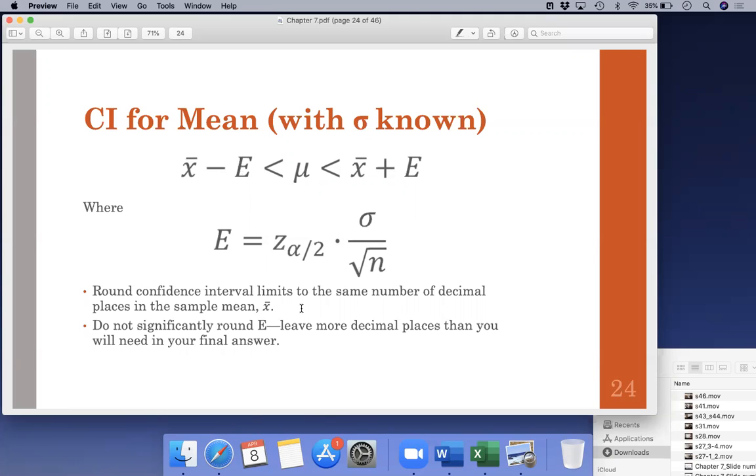Then what is the rounding off rule? You have to round your confidence interval limits, these two limits, to the same number of decimal places as the sample mean x bar. That means if you have a sample mean with one decimal place, then you have to round your final confidence interval limits also to one decimal place. Also, don't round your margin of error. Please leave more decimals and round only at your final answer, not before. So these are the two formulas to find a confidence interval for the mean when you know the value of the population standard deviation.